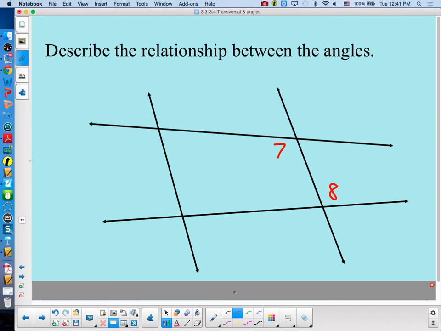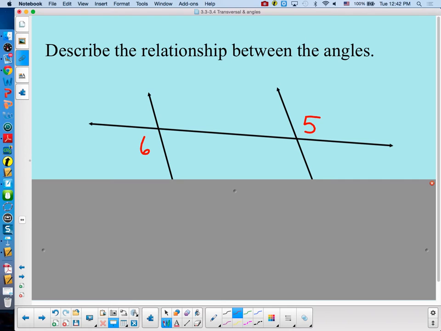That was alternate interior. Get it? Okay, how about a 6 and a 5? Get rid of part of the picture. Show me. Alternate exterior angles. This is the space that's between them. So they're exterior on different sides of the transversal.